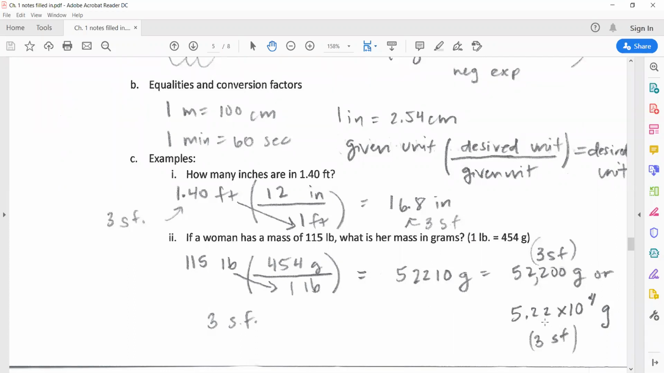You, of course, could change it to scientific notation as well and make it 5.22 times 10 to the 4th. But don't include the zeros, or they will be significant now that there is a decimal place.